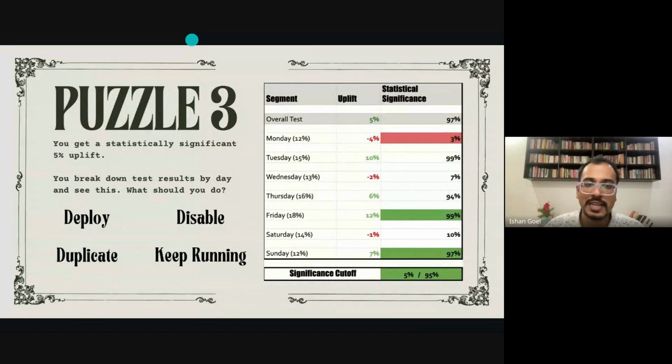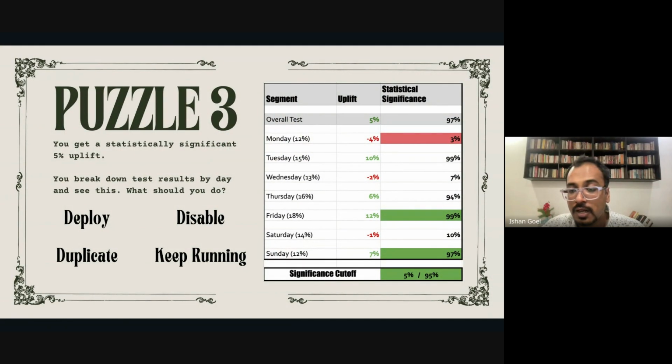Finally, the last puzzle that I'm asking is on what's the practical significance? Interesting.